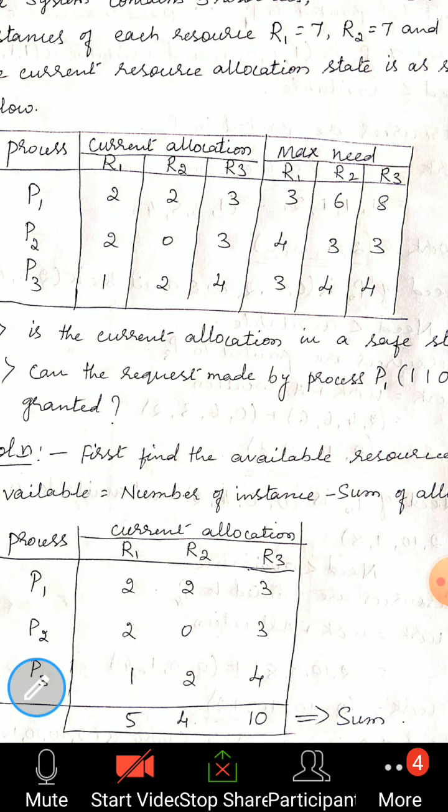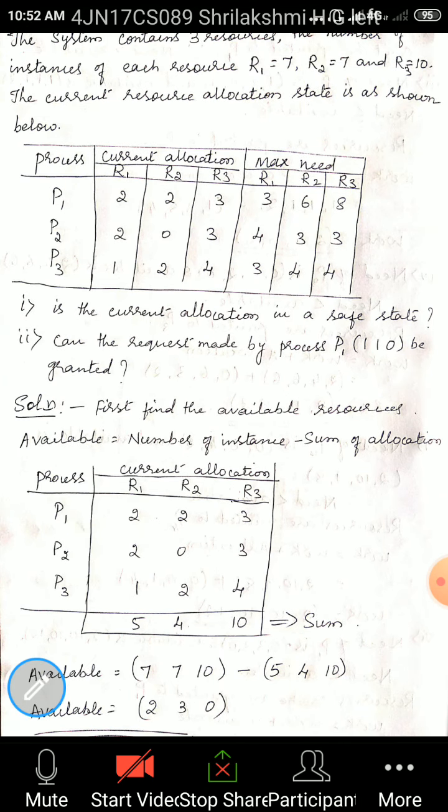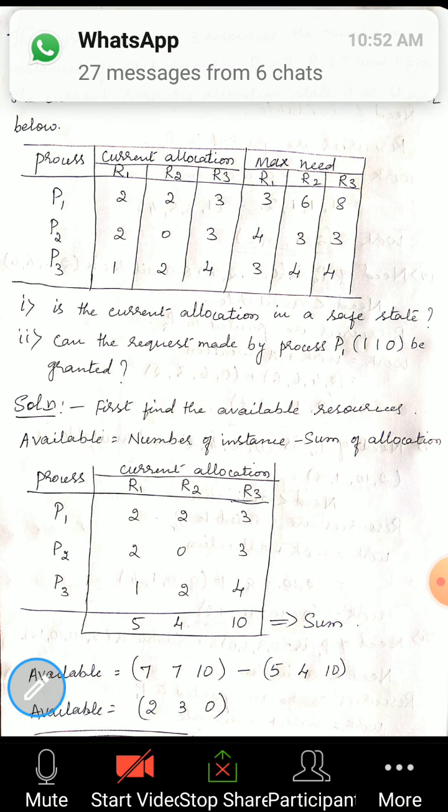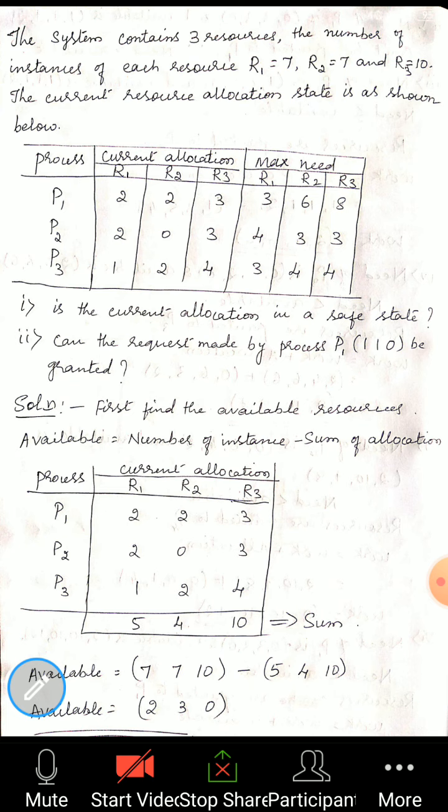The question is, is the current allocation in a safe state? So you have to check whether the current allocation is in the safe state or not. And the next question is, can the request made by process P1 be granted or not? Before finding the need matrix and the safe state, first we need to calculate the number of available resources, but that is not given. In this problem available resources is not given, so to calculate it, from the total resources minus current allocation, you will get the available resources.